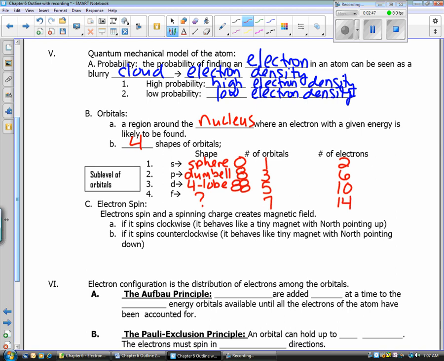Okay, so like I said, the electrons spin. They spin, it creates like a magnetic field. So if it spins clockwise, it's going to behave like a magnet pointing north. And if it's counterclockwise, it behaves like a tiny magnet pointing down. So when we actually draw them, we'll have an electron pointing up, electron pointing down to signify which way they're spinning. Okay.